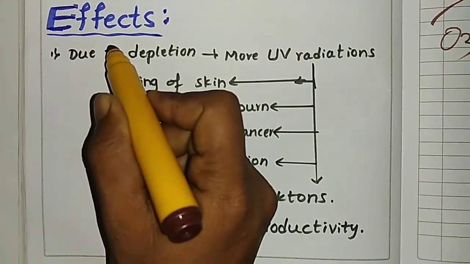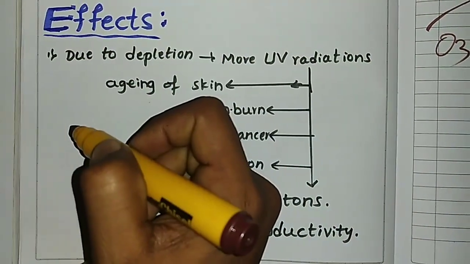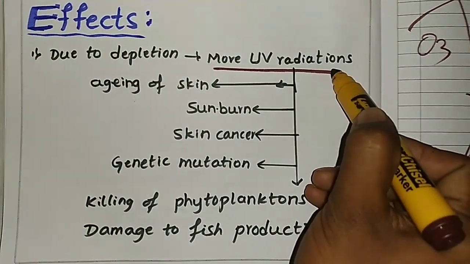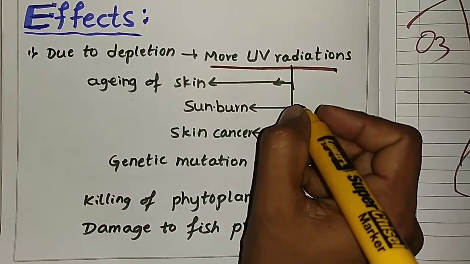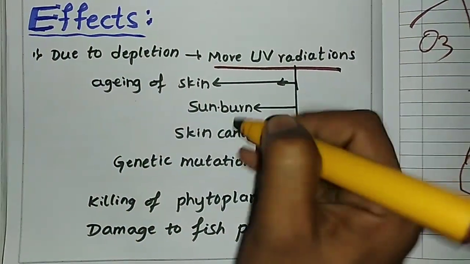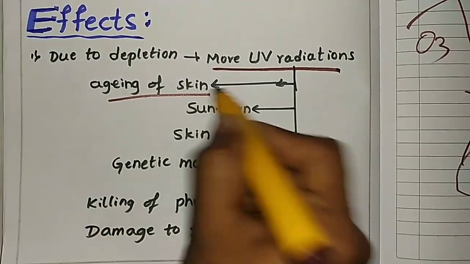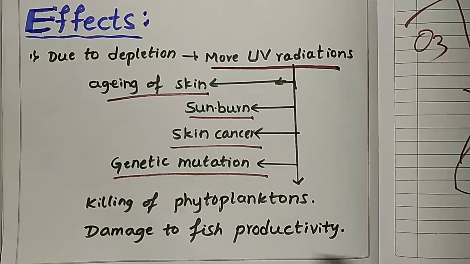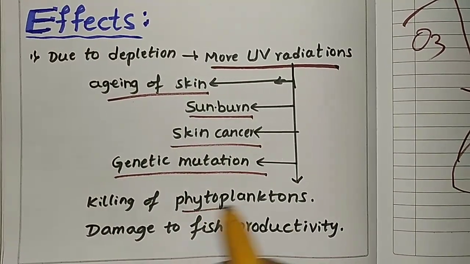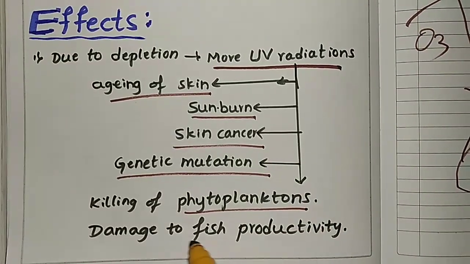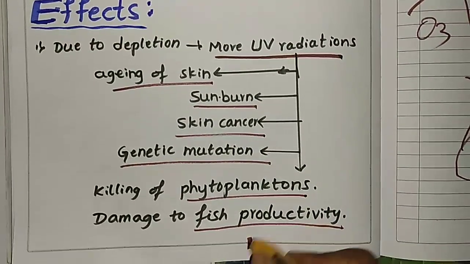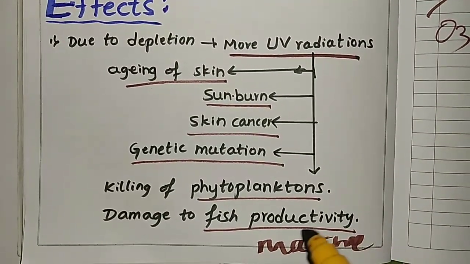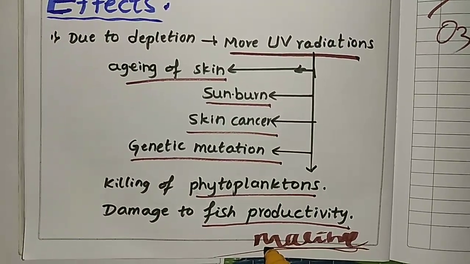Now we will discuss the bad effects of ozone depletion. Due to depletion, more ultraviolet radiations come directly to the earth, and this results in aging of the human skin, sunburn, skin cancer, and genetic mutation. It also kills phytoplankton and damages fish productivity in the marine system.